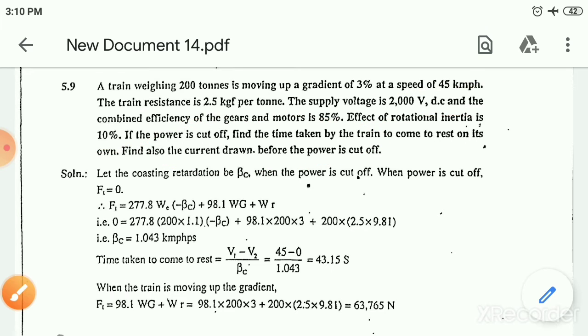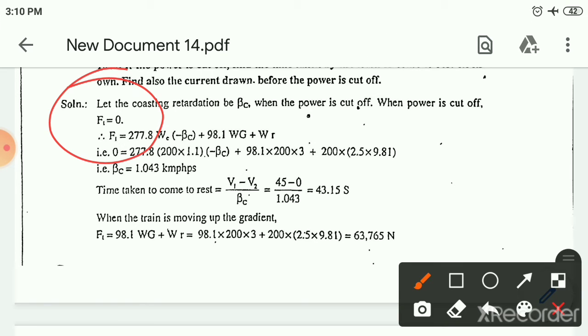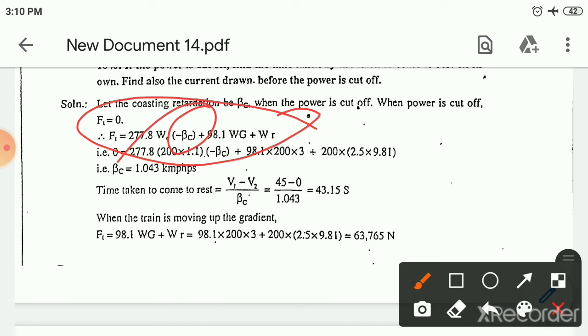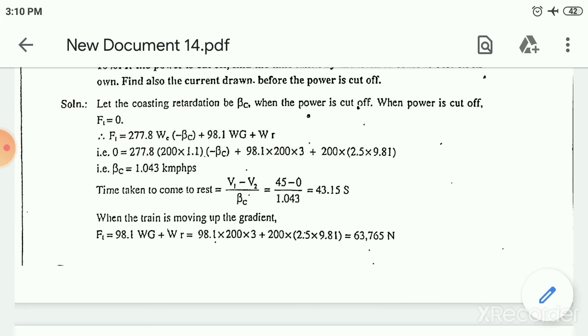Here, let us find the coasting retardation beta C when the power is cut off. When the power is cut off, Ft is equal to 0, so the tractive effort is 0. You know the equation, so Ft is equal to this equation. They are given a retardation here, that is you can take it as minus beta C instead of alpha. Ft is 0, power is cut off. So find out beta C from this equation, substituting all the other values. Beta C is equal to 1.043 kilometers per hour per second.